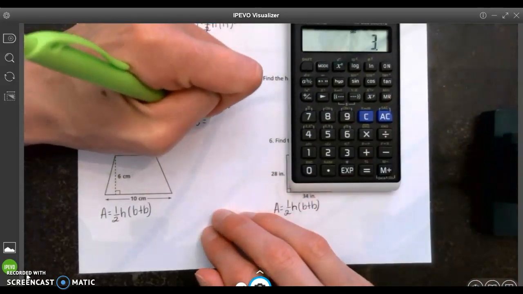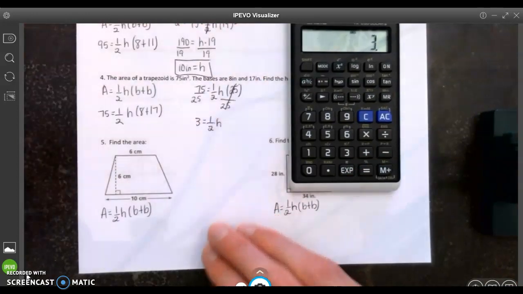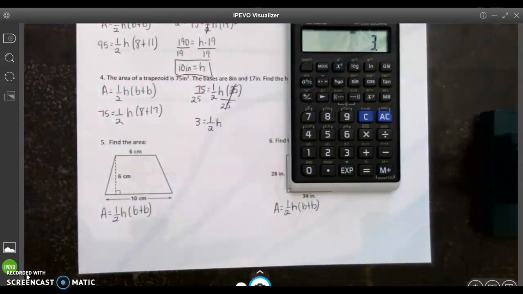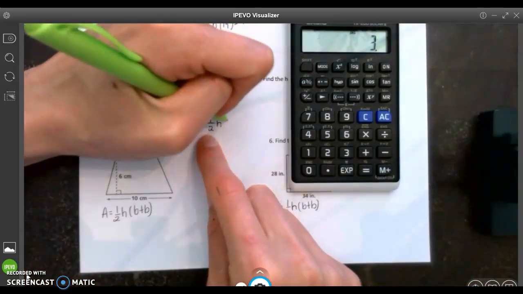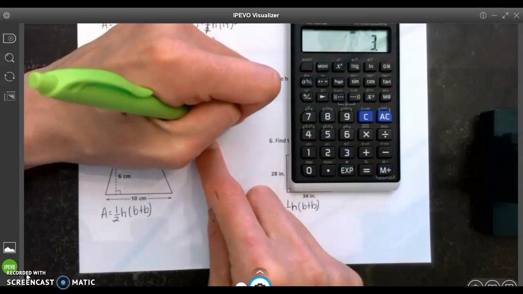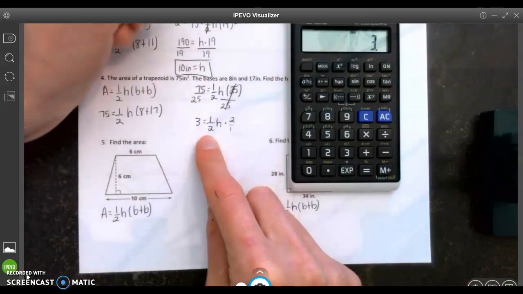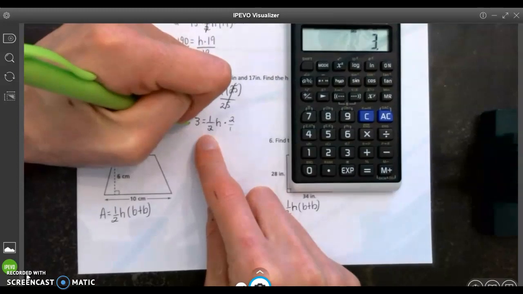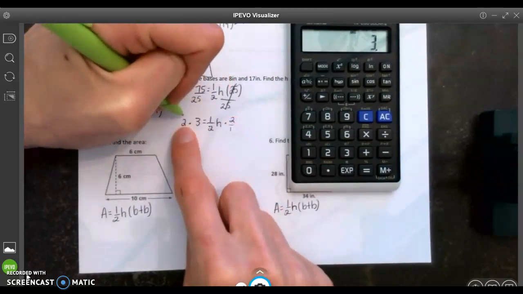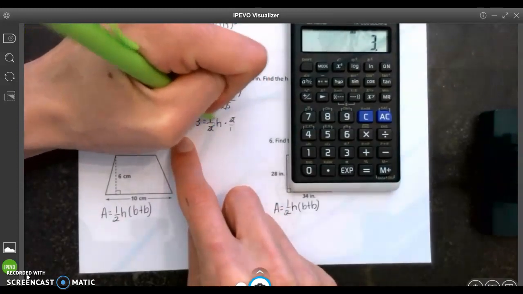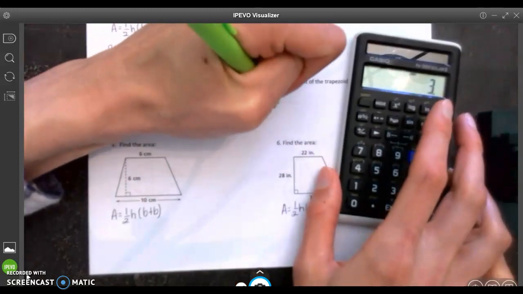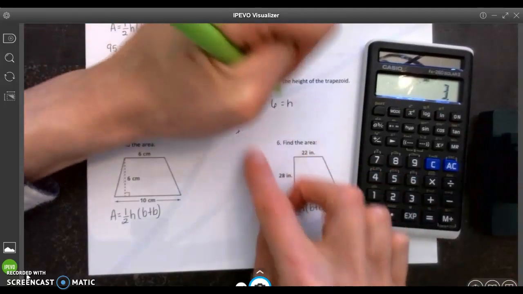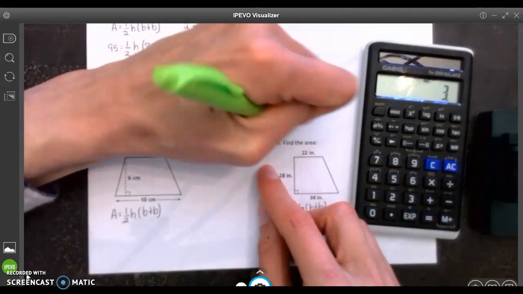So I have 3 equals 1/2 h. And now maybe this will help you see that multiplying by 2 a little bit better, because we have less going on in the problem. If I want to get rid of that fraction, I multiply by the denominator. Times 2, because really I'm doing times 2 over 1. And then times 2 on this side, because 2 over 1 is just 2. That cancels with that cancels with that, and just leaves me with h. And then 2 times 3 is 6. So 6 equals h, and that was inches, so 6 inches.